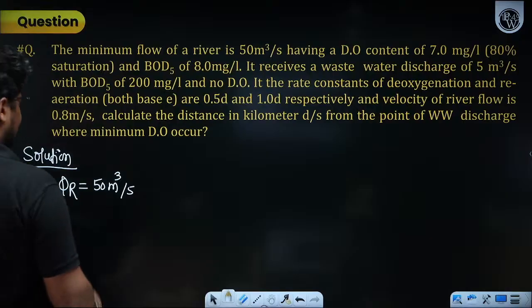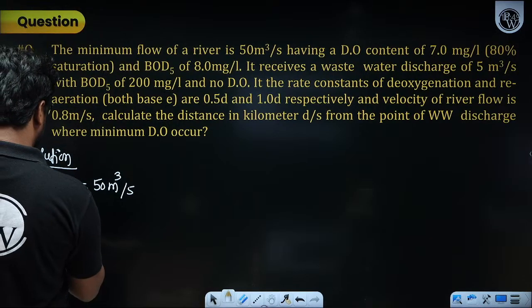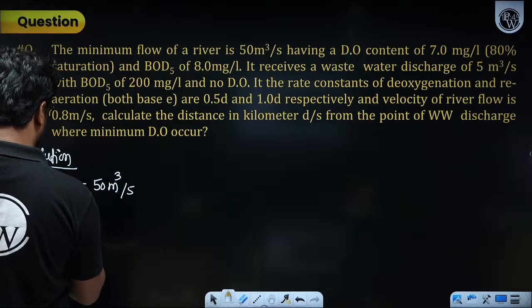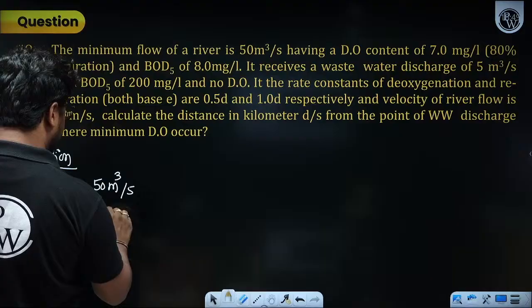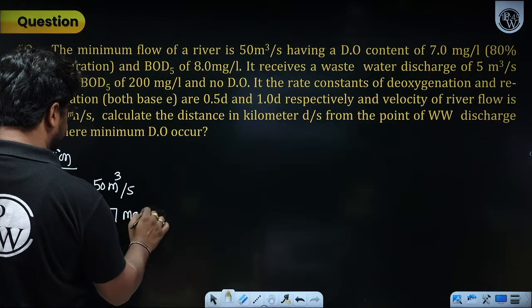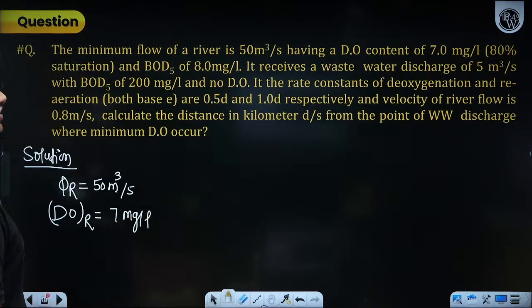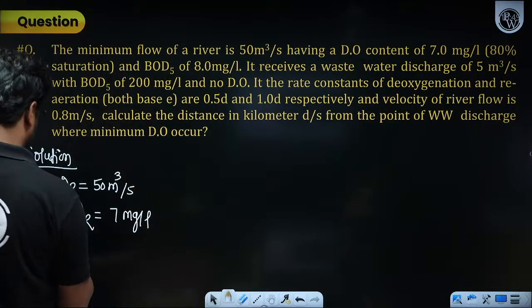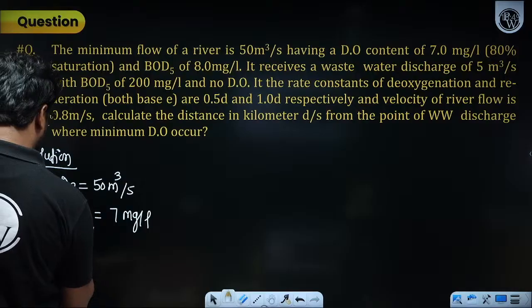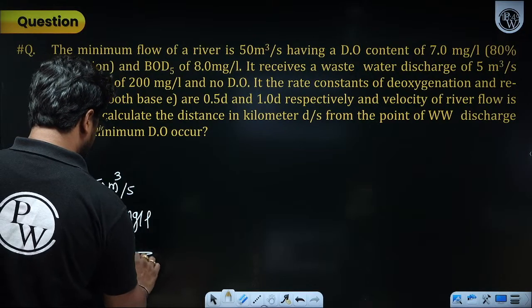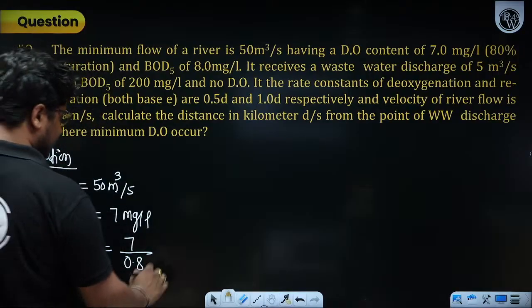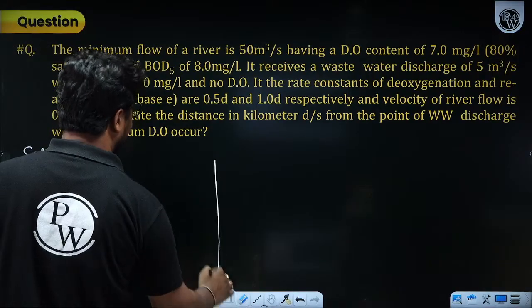The river has a DO content of 7 milligram per liter. In brackets, they have mentioned that 7 milligram per liter is actually 80% of the saturation. So by that I can find it out. DO saturation will be 7 divided by 0.8. How much will it be? You can tell me.